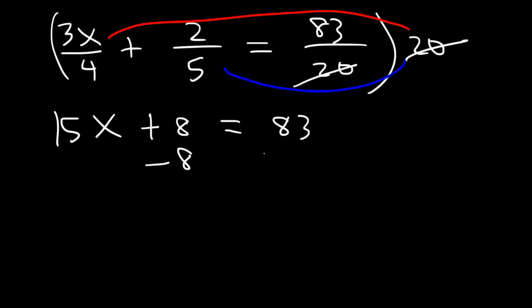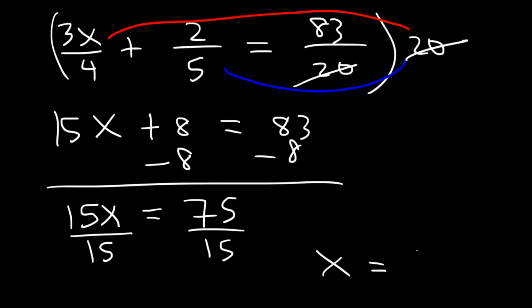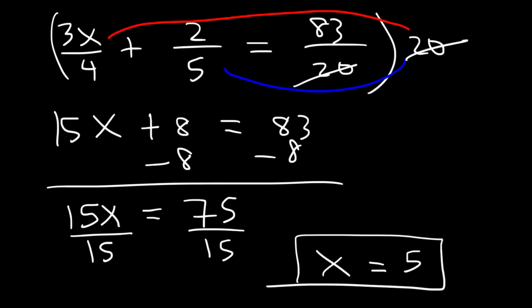And now let's solve. Let's subtract both sides by 8. 83 minus 8 is 75. And now all we need to do is divide both sides by 15. 75 divided by 15 is 5. And so that's the answer.